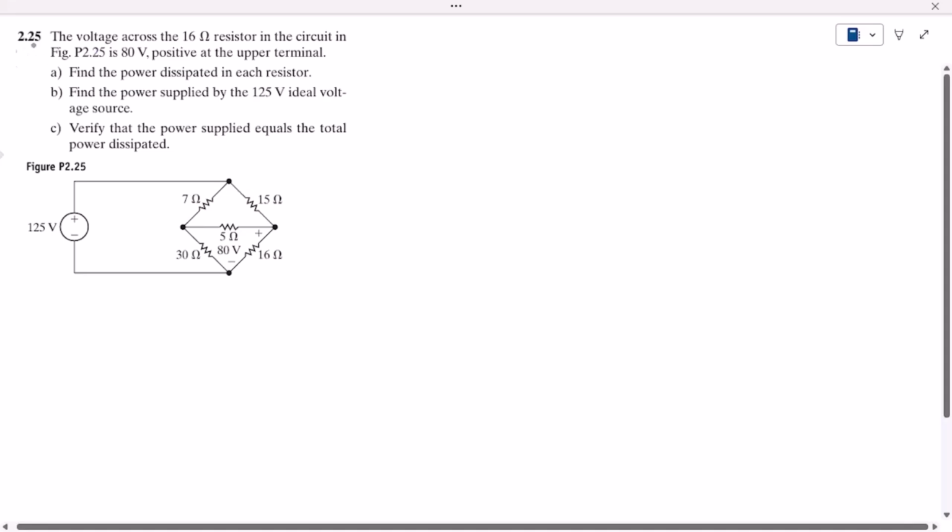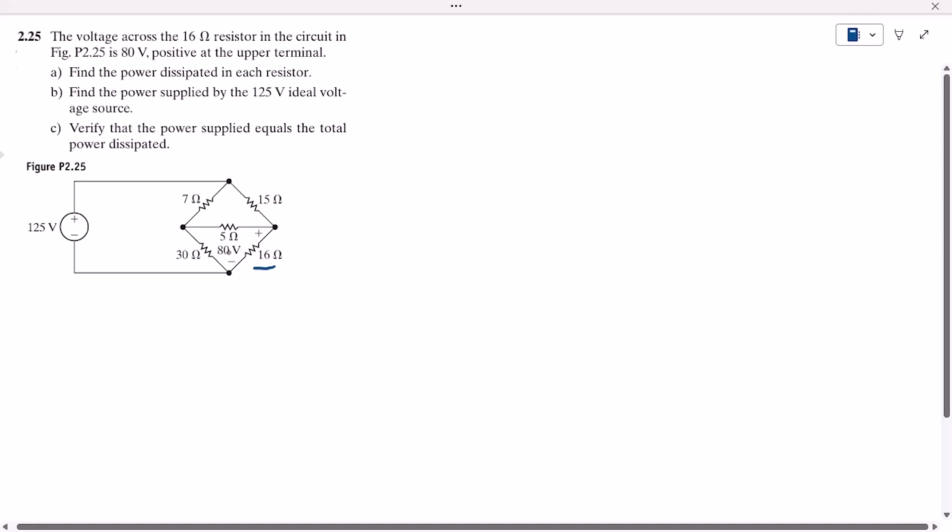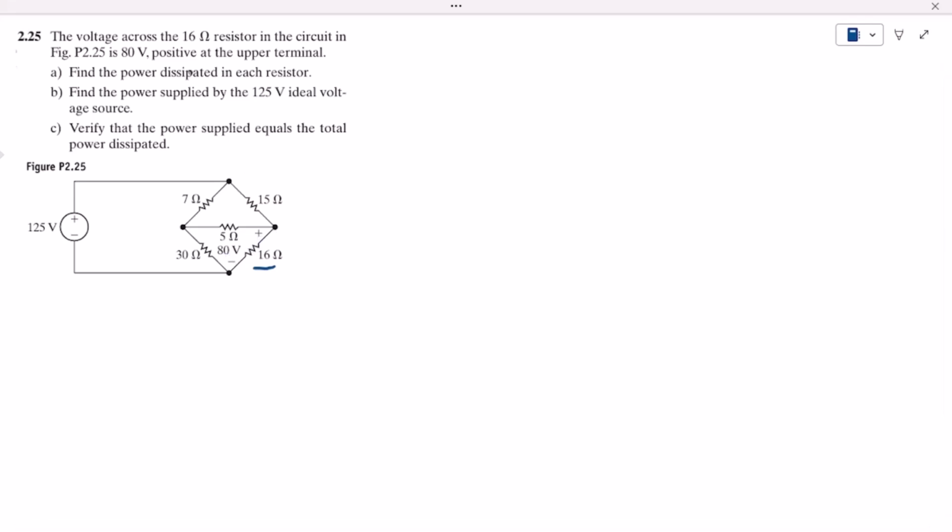So this is question 2.25, and the statement of this question is the voltage across the 16 ohm resistor in the circuit in figure P2.25 is 80 volts. Okay, so this is the 16 ohm resistor, and the voltage given is this one, and the polarity of it is as here, which is positive at the upper terminal, which we have described.